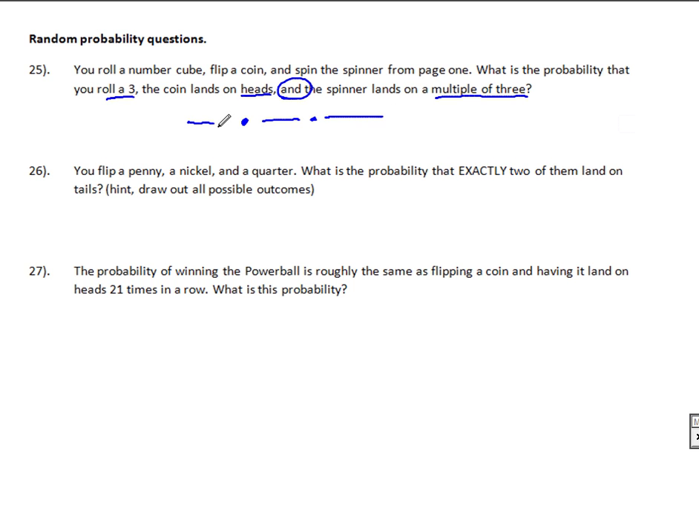First one, you roll a 3 on a number cube. There's 1 3 on there out of 6 options. The coin lands on heads. Well, the probability in heads is 1 out of 2. And the spinner lands on a multiple of 3 on that first page. There were 2 multiples of 3 out of the 8 total. Or that reduces, if you want, to 1 out of 4. So when I multiply these, multiply straight across, I get 1 up top, and this should become 48 on the bottom. 1 out of 48.